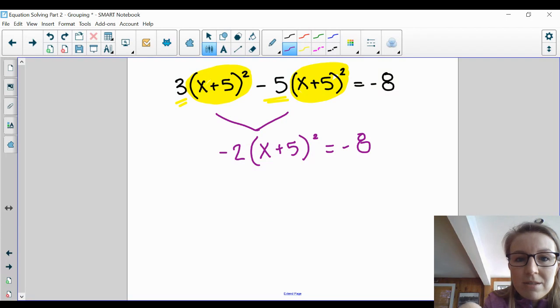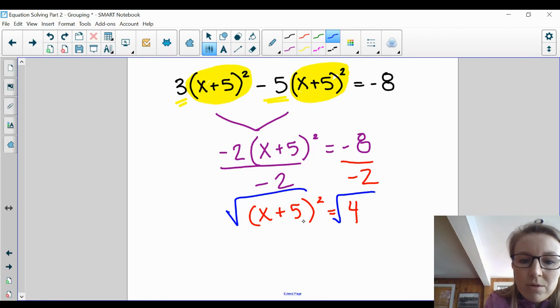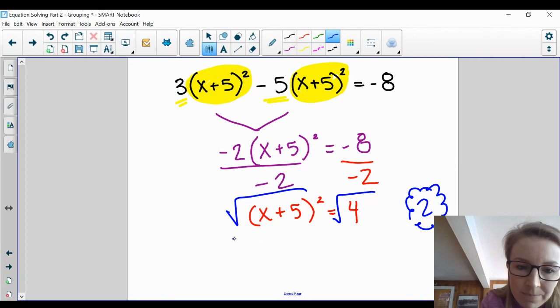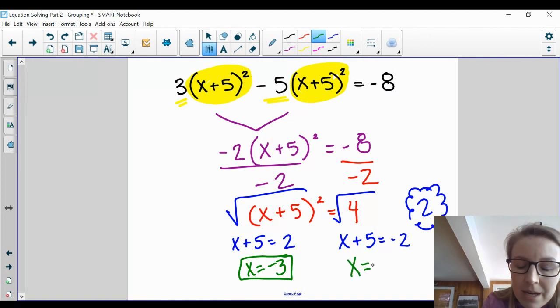You already know how to do this. I'm going to divide by negative 2, divide by negative 2. That's going to give me x plus 5 squared equals 4. We're going to square root. We are looking for 2 solutions here because it's a squared equation. So I have x plus 5 equals 2, and I have x plus 5 equals negative 2. When I solve these out, I'm going to end up with x equals negative 3 because I've subtracted 5 from both sides. And here, I'm going to end up with x equals negative 7 because, again, I subtracted 5 from both sides.